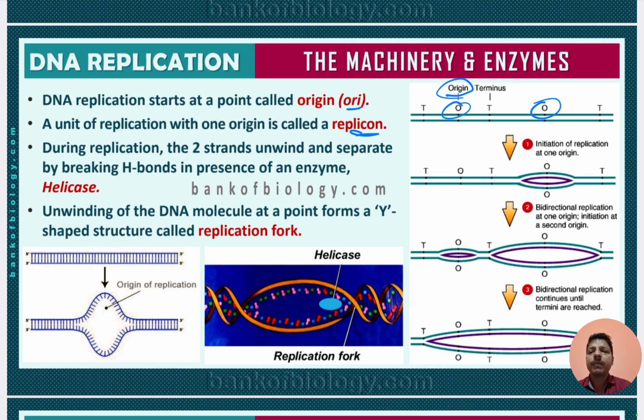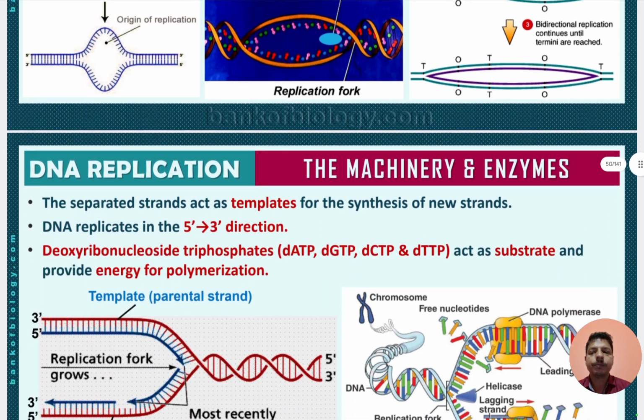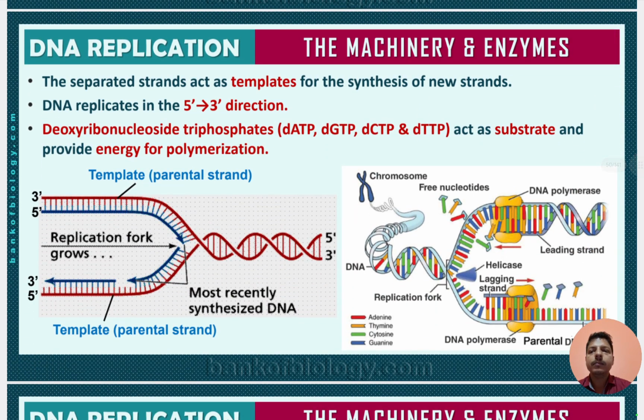During replication, the two strands unwind and separate by breaking hydrogen bonds in the presence of an enzyme, helicase. DNA helicase is present that breaks the hydrogen bonds and makes the strands separate. Unwinding of the DNA molecule at the point forms a Y-shaped structure called the replication fork. Here you can see the presence of DNA helicase, it breaks like this and the Y-shaped structure is present here like this.